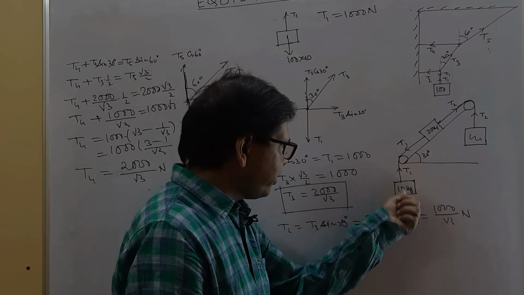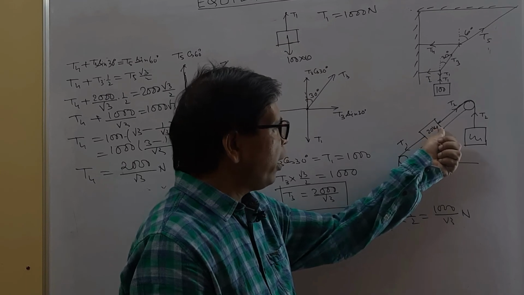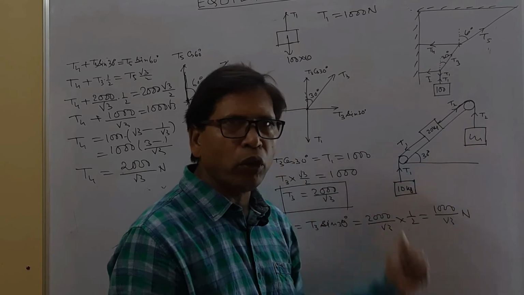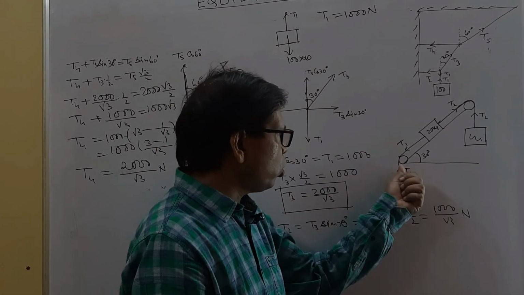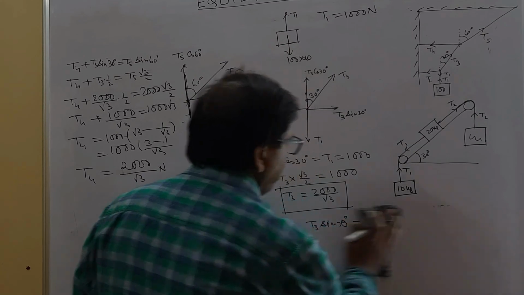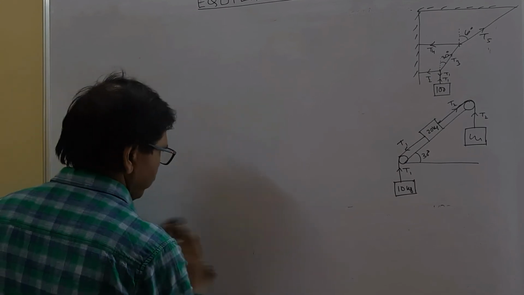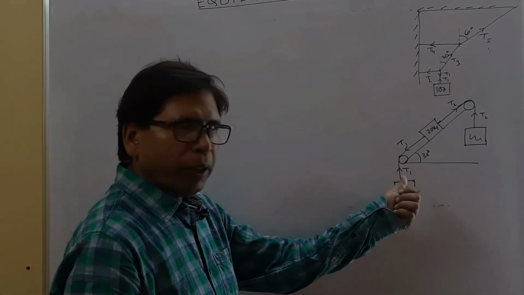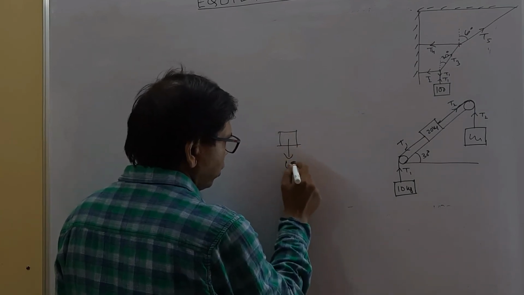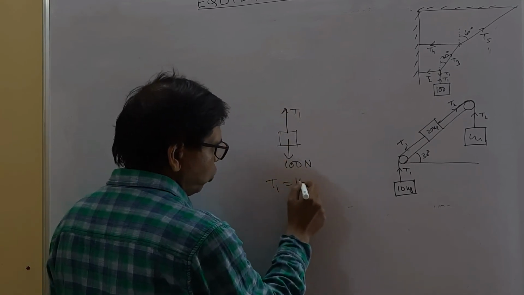This is the 10 kg acting vertically downward, and this is the 20 kg along the inclined plane, and we have to calculate the mass of this block so that the whole system is in equilibrium. We also have to calculate T1 and T2. First of all, we draw the free body diagram of 10 kg. For 10 kg, 100 Newton acts vertically downward and T1 upward. So T1 equals 100.